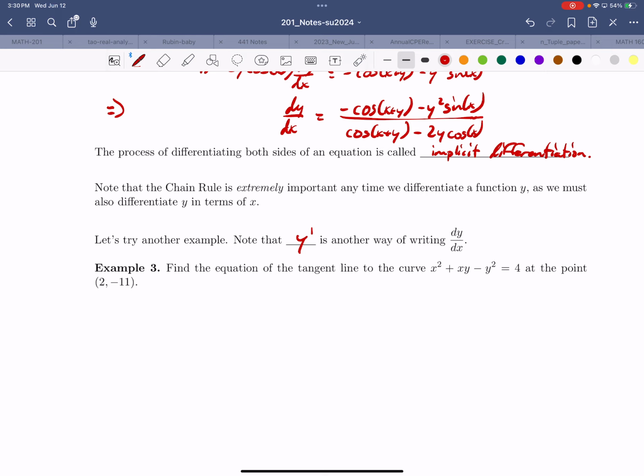Alright, so example 3. Let's look at another example. It's a little bit nicer. Find the equation of the tangent line to this curve at the point 2 comma negative 11. So let's again implicitly differentiate.